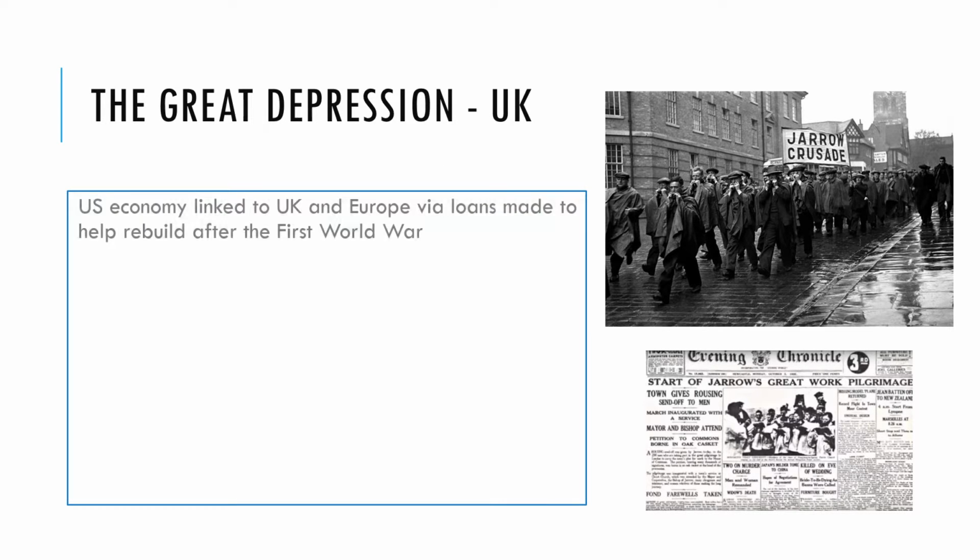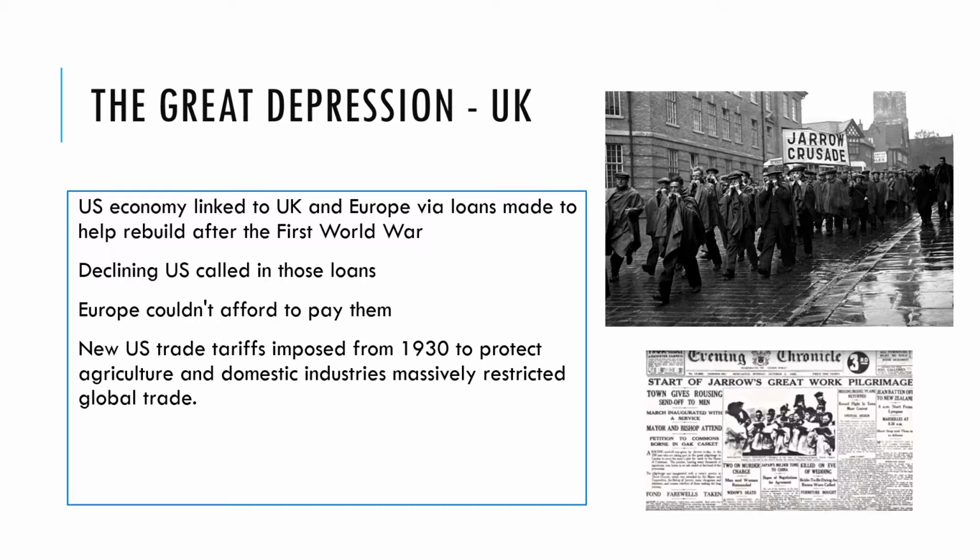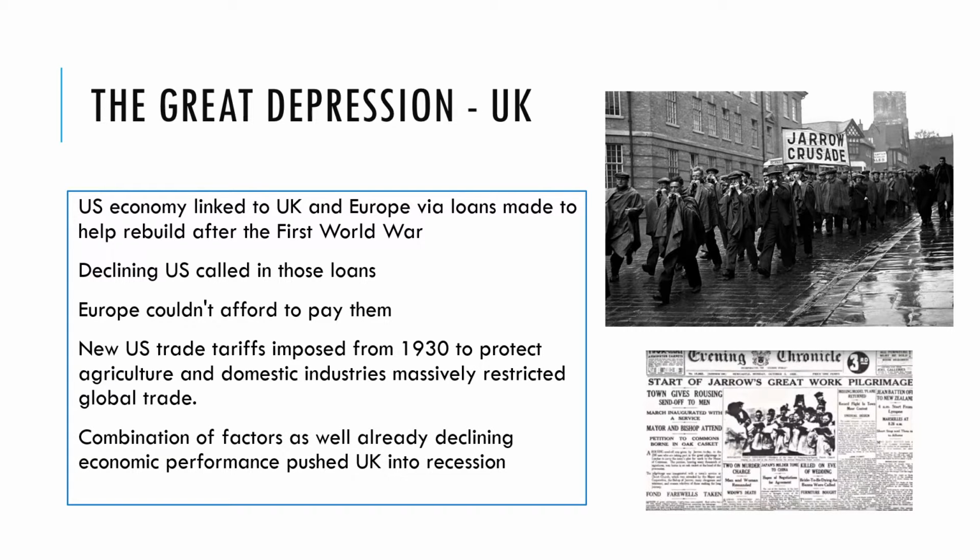In the UK, what was happening? Well, the UK was quite closely linked to the US economy because the US had made lots of loans to Europe and the UK to help rebuild after the First World War. As the UK economy declined, they called in those loans and the UK struggled to pay them. Also, the US had introduced tariffs in the 1930s to protect their own industries, which restricted global trade. And a combination of these factors, as well as the already declining economic performance in the UK, pushed the UK into recession.